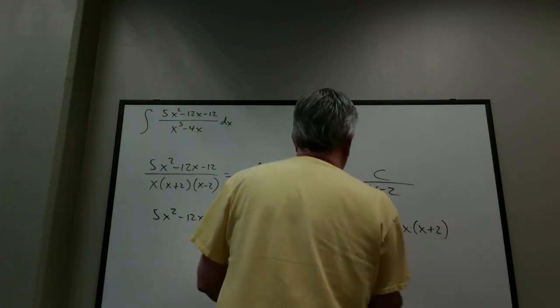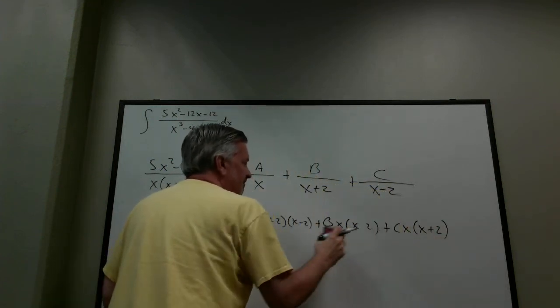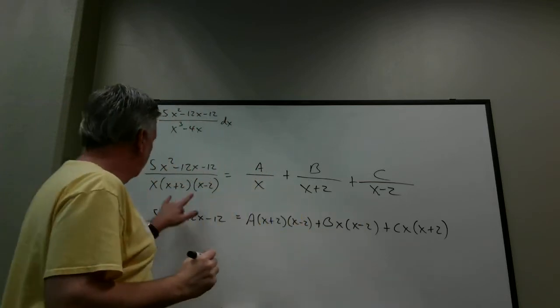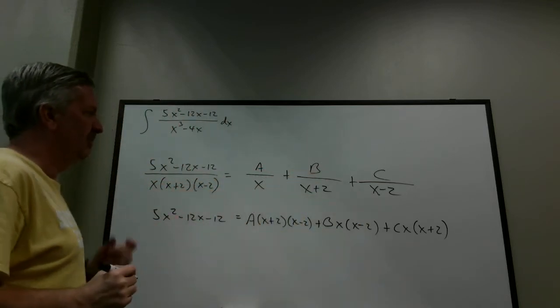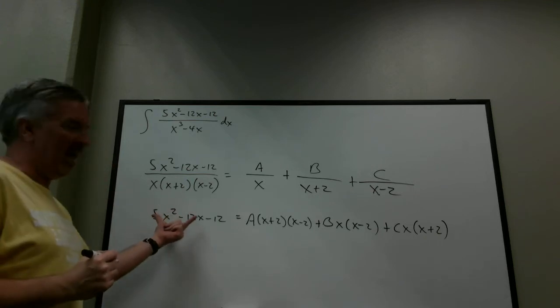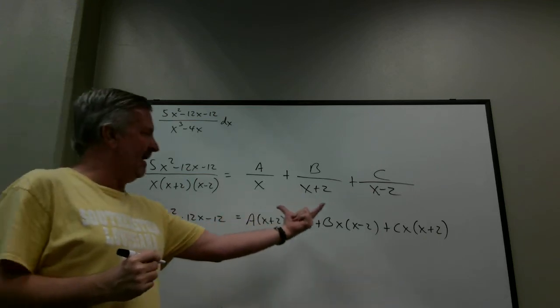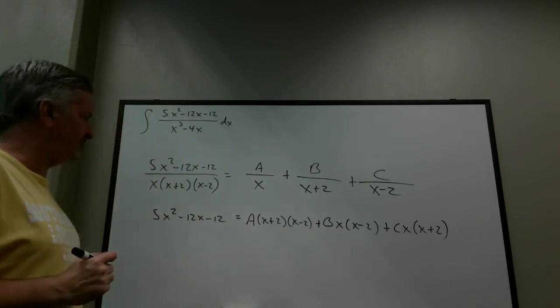This should have been a minus. Right, so when I multiply this times the b term, the (x+2)'s cancel, I get x times (x-2). Okay, so notice I have a polynomial on the left and a polynomial on the right.